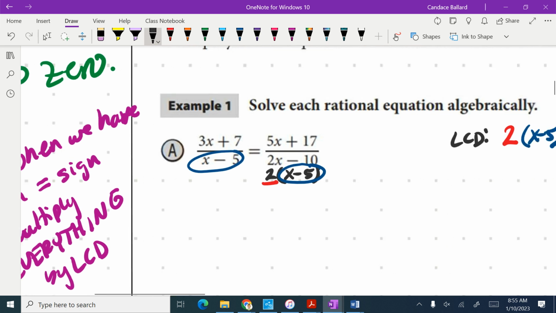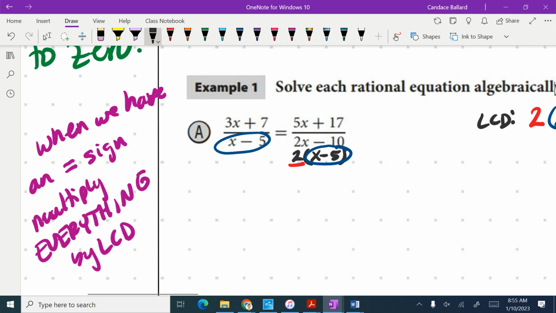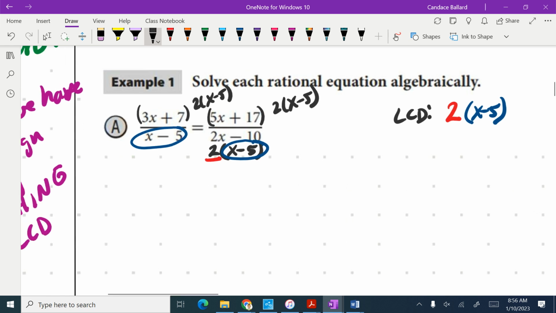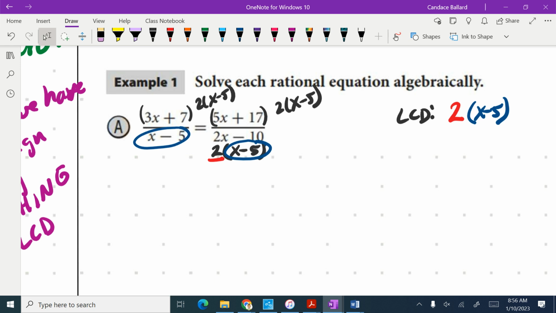Okay. So I'm going to use the factored form of my LCD. I'm going to use that 2 times x minus 5. So I'm going to multiply this by 2 times x minus 5. And I'm going to multiply this by 2 times x minus 5. Okay. Do you see how this minus 5 and that x minus 5 would cancel each other out because one's in the numerator and one's in the denominator?